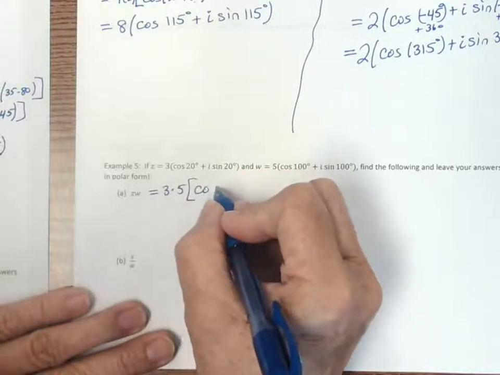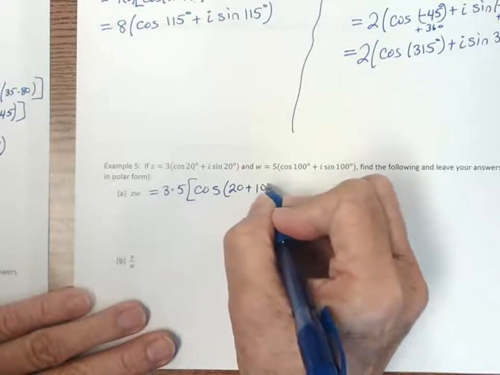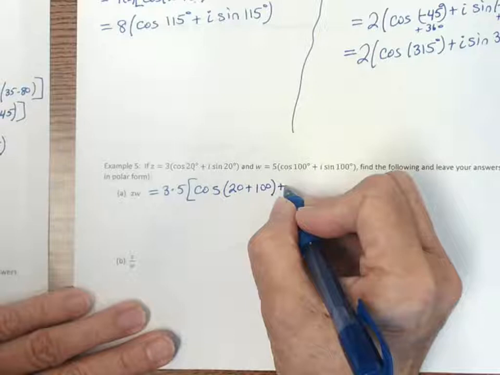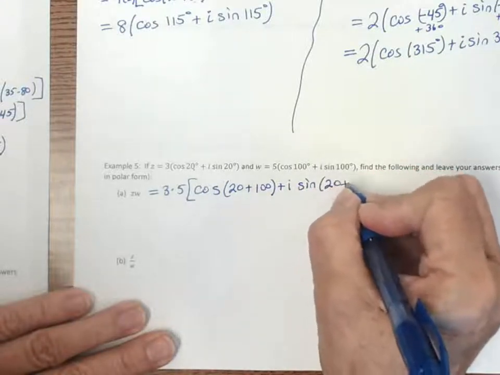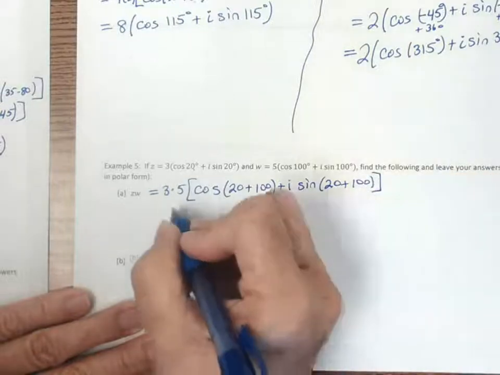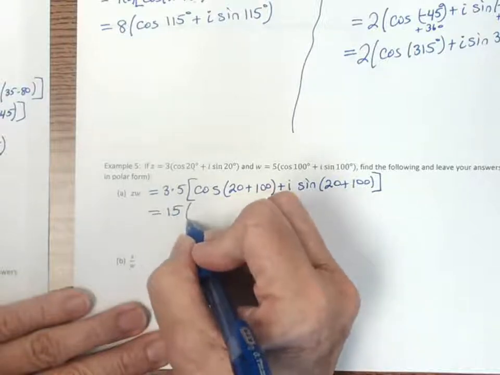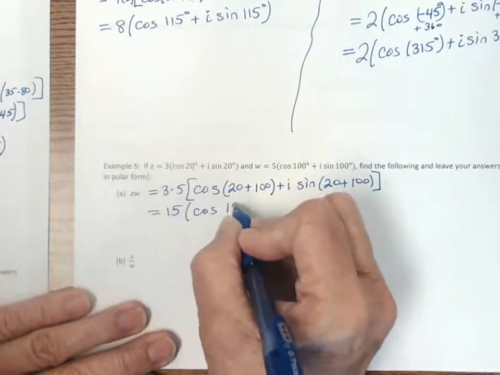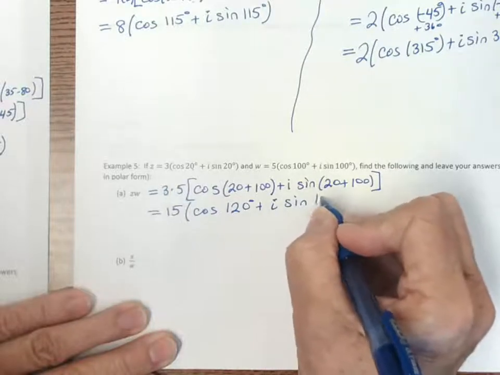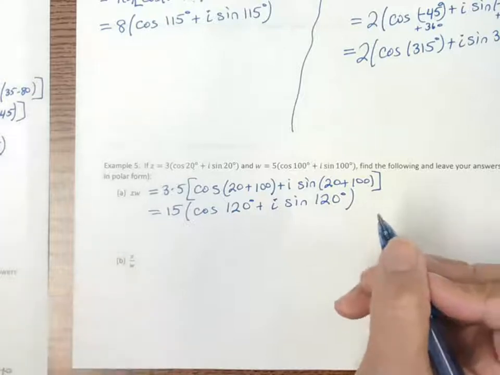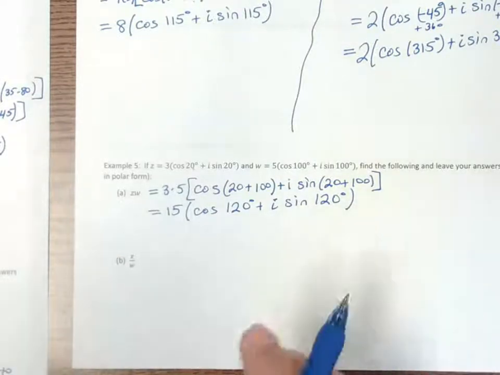times the cosine, and we add the two angles together, 20 plus 100, plus I times the sine of 20 plus 100 degrees. Okay, so 3 times 5 is 15, times the cosine of 120 degrees, plus I times the sine of 120 degrees. That is in polar form. So we are all done with that part of it.